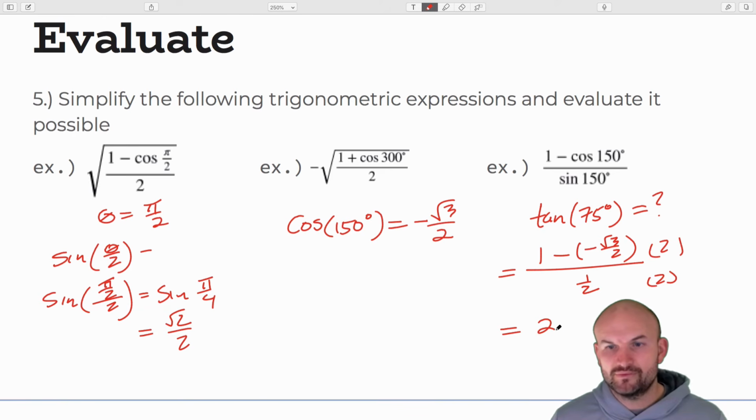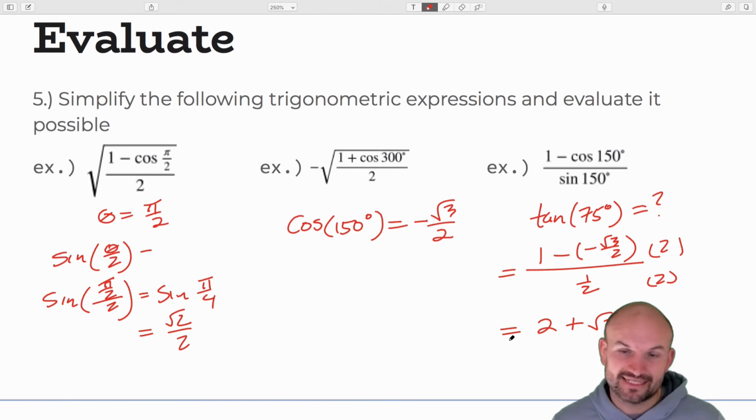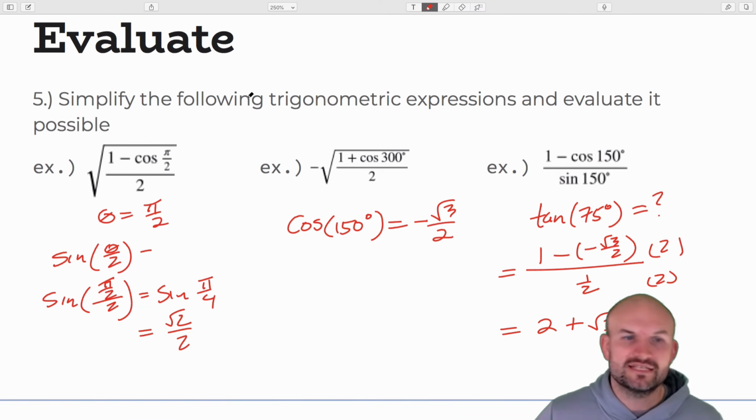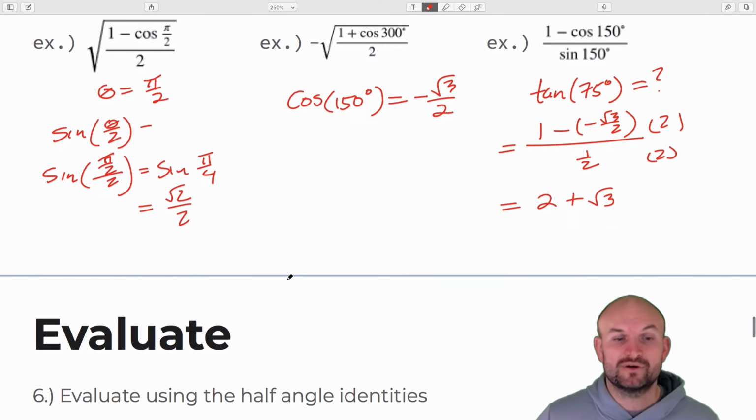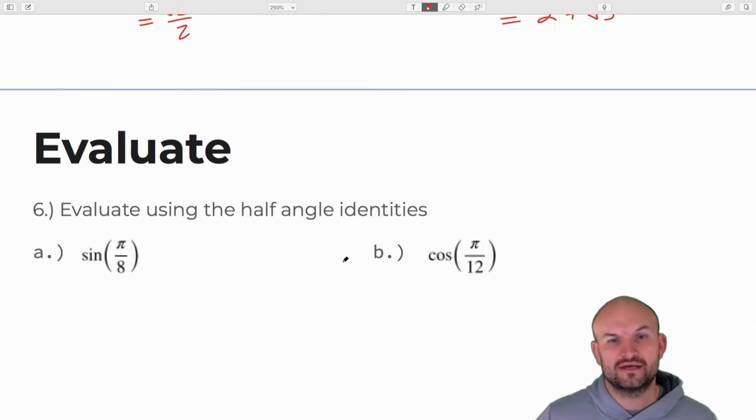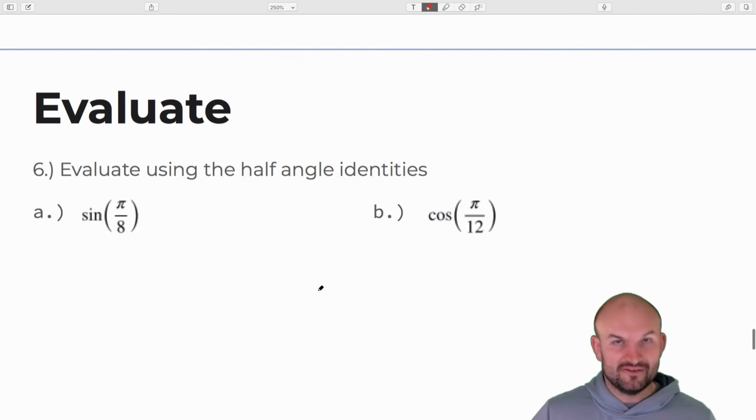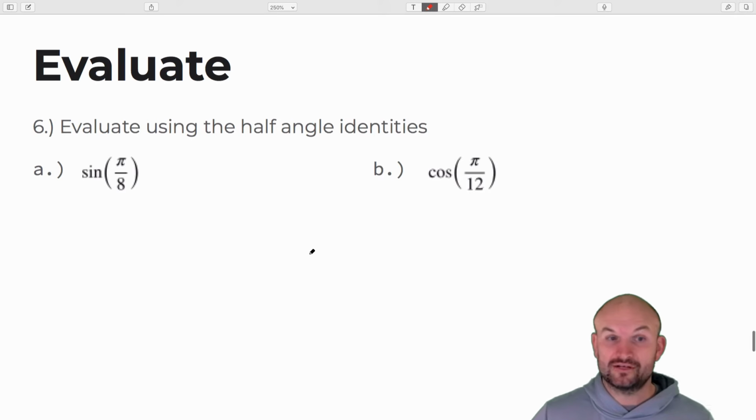And therefore, that would leave me with 2 plus the square root of 3. And there you go. That's how you can evaluate. And that's exactly what we're going to be doing for the next set of problems. So typically, that's when you're going to have an angle. Now, the next one we're going to look at is using the half angles to evaluate with some other angles in radian form.